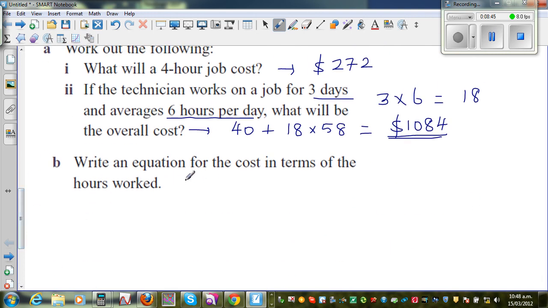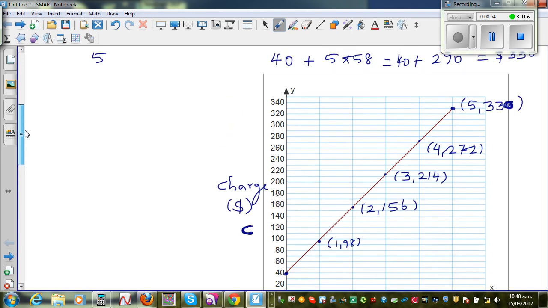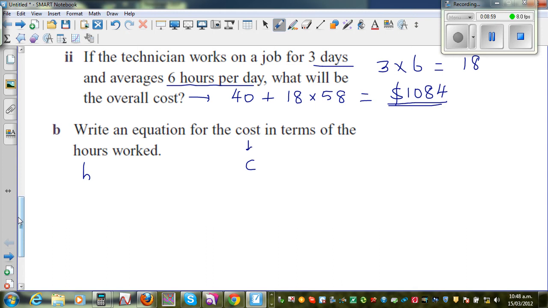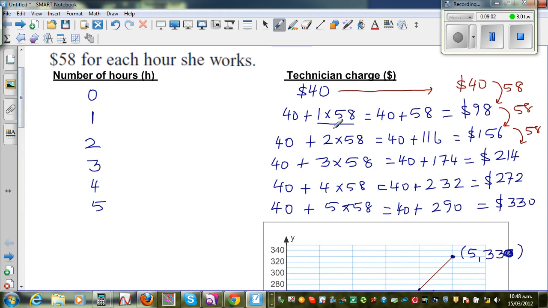And finally, write an equation for the cost C. I'm going to say the cost as C and the number of hours H. I want you to think what's happening. This is going up in 58. I hope you can see a pattern. To find the cost, you go 40 plus 1 times 58. Can you see 40 and 58 are remaining constant? What is changing is 1, 2, 3, 4, 5. And this 1 corresponds to this number of hours, 2 corresponds to this 2.